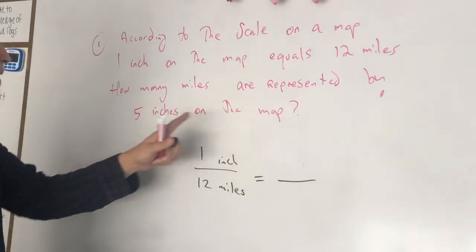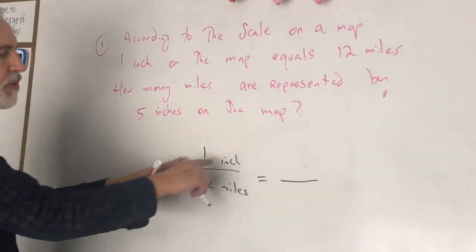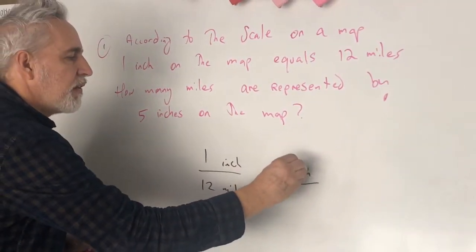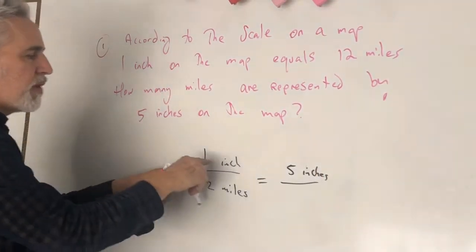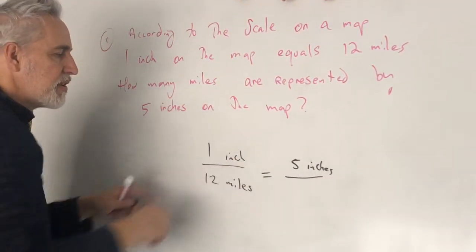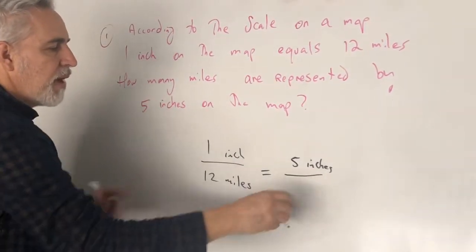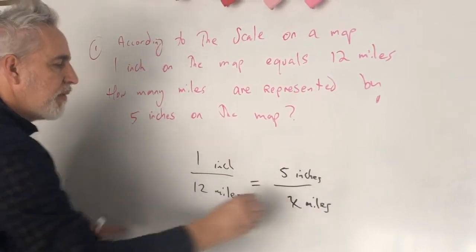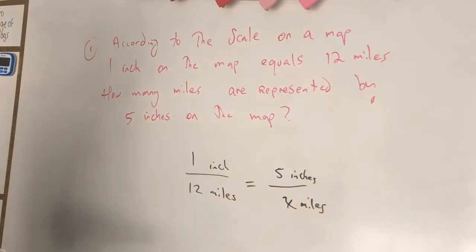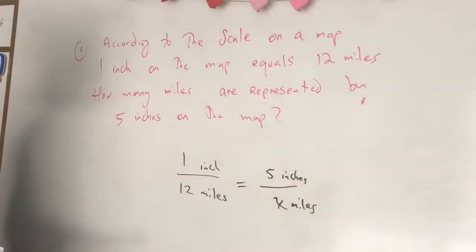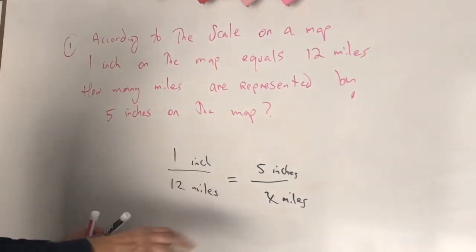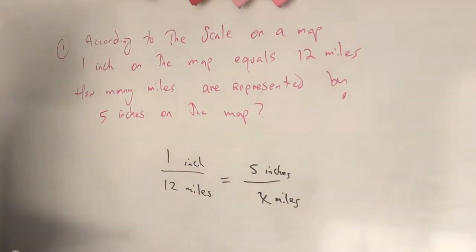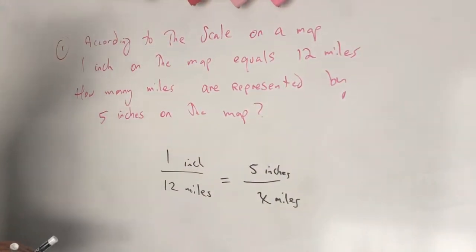How many miles are represented by 5 inches on the map? Well, we're going to put 5 inches on the top because we have 1 inch here. Inches on the top, inches on the top. Miles and miles, we don't know how much, so we put x miles. And now we've set up our ratio, our proportion, and now we just have to solve it. I think a lot of people get this easily in their heads, but it's very important to do this process where you set up your ratios and then solve them.